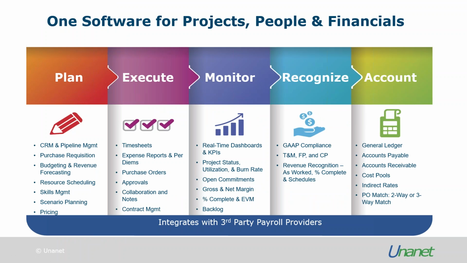So Unanet is a cloud software platform for nonprofits to manage projects, people, and financials/accounting. It does everything from budgeting and planning, resource scheduling in the future, forecasting. It does timesheets or time tracking, expense reports, approval workflow around both of those. It does a variety of analytics, and that's really what we're going to focus on when I get into the software, is the analytics and the KPIs that are capable of being produced by Unanet that are relevant to nonprofits.